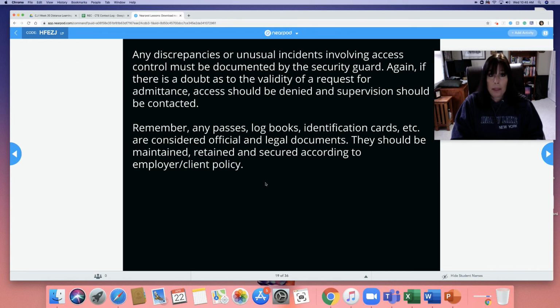Any discrepancies or unusual incidents involving access control must be documented by the security guard. Again, if there is a doubt as to the validity of a request for admittance, access should be denied and supervision should be contacted. Remember, any passes, logbooks, identification cards, etc., are considered official and legal documents. They should be maintained, retained, and secured according to employer-client policy.